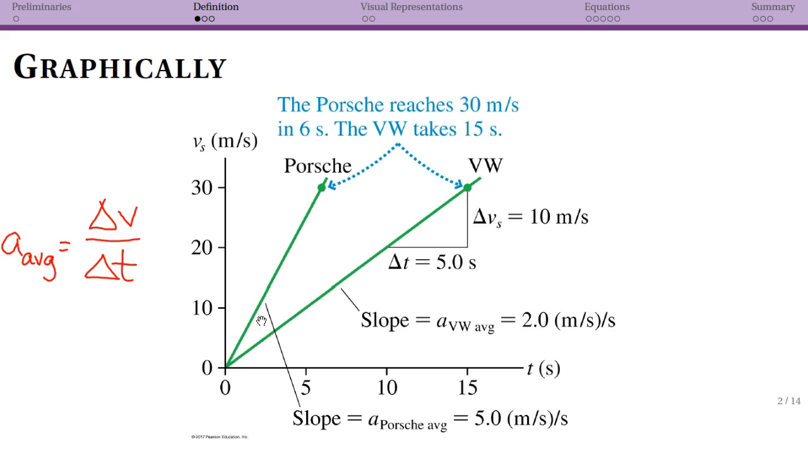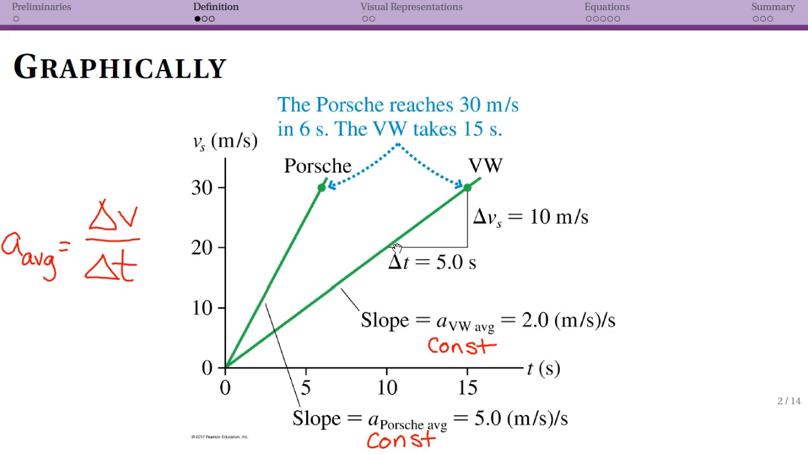So if these velocity plots were very, very curvy, then we could talk about average acceleration or instantaneous acceleration. But in this case, because they're straight lines, we can actually define a constant acceleration. So this slope for the Porsche is constant, and the slope we have for the Volkswagen is also constant. And one thing to note here is that how we calculated it was looking at 2 points.